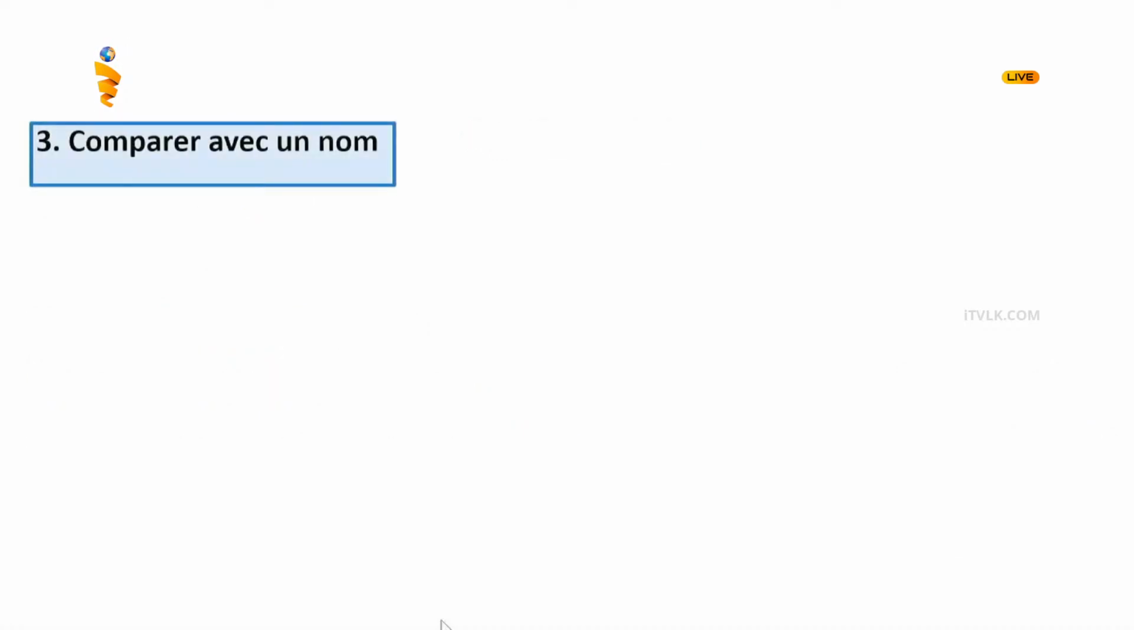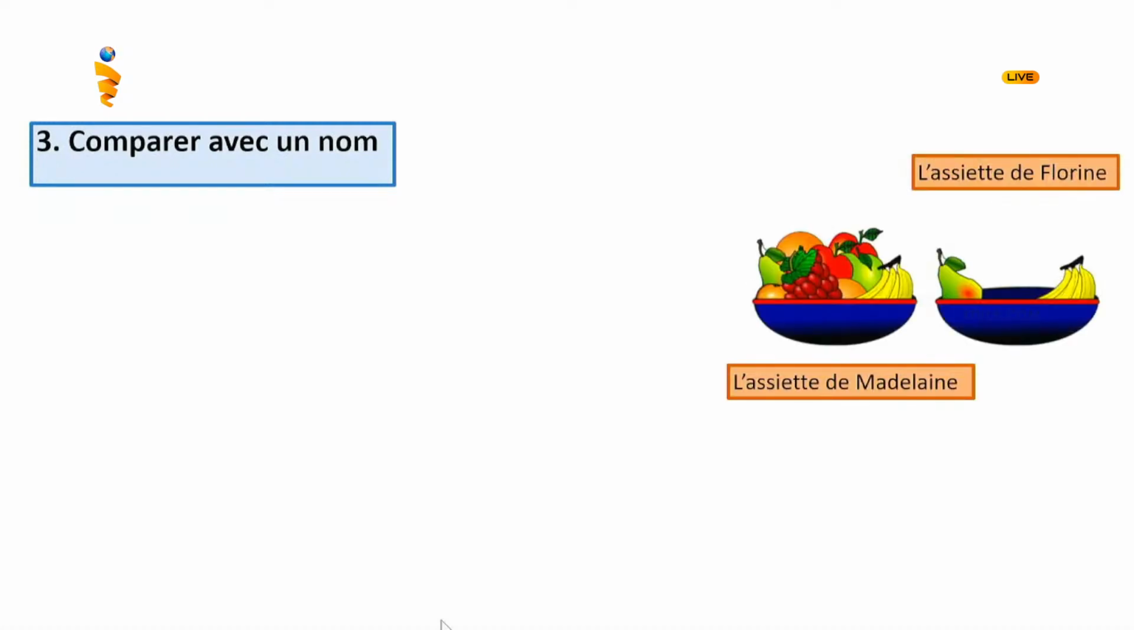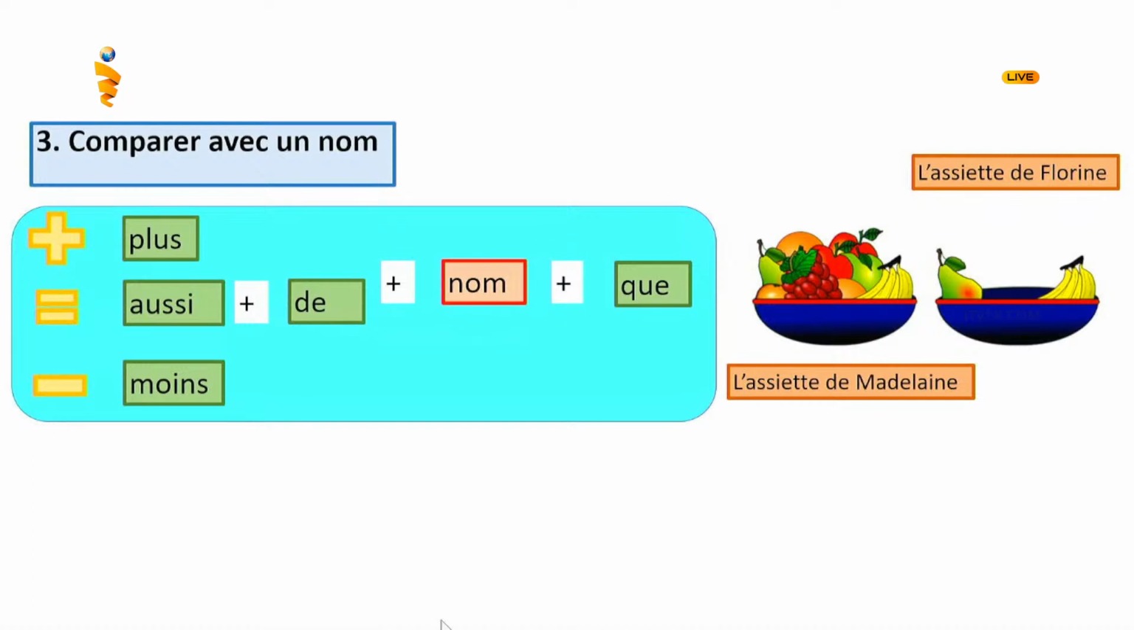Okay, we'll go to the third part, that means comparing with a noun. So here, children, I'm going to compare these two plates. First, l'assiette de Madeleine, l'assiette de Florine. Okay, two plates. So here, if you look at the structure, there are some slight changes. If you can see, plus, aussi, moins, plus de, plus non, plus que. But this aussi gets changed into autant.